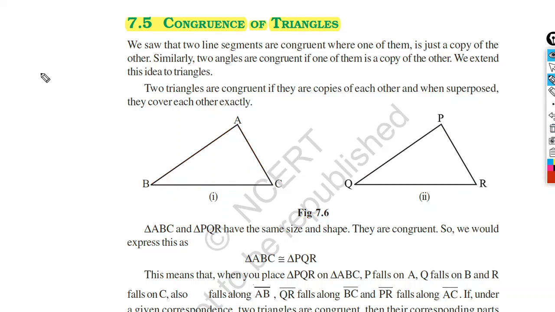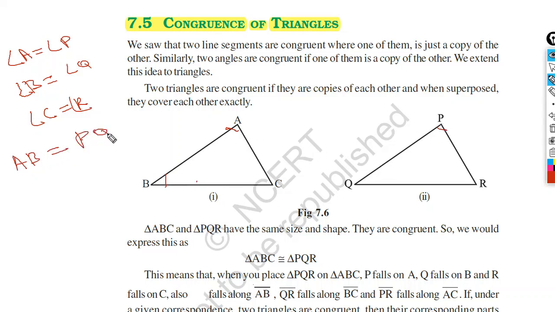Suppose angle A is equal to angle P, angle B is equal to angle Q, and angle C is equal to angle R. Similarly, AB is equal to PQ, BC equal to QR, and AC equal to PR.